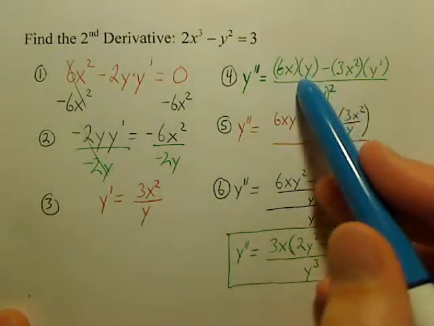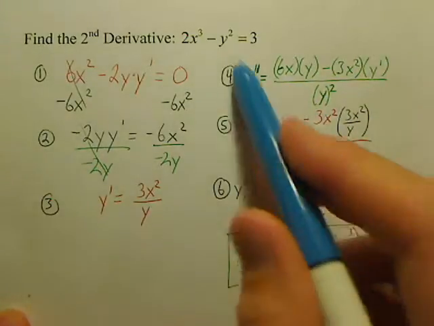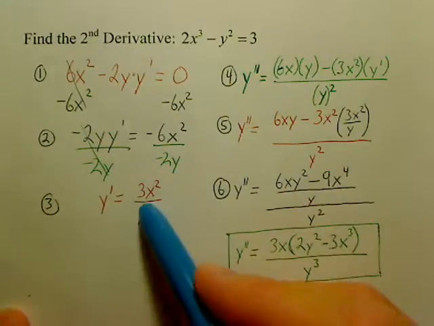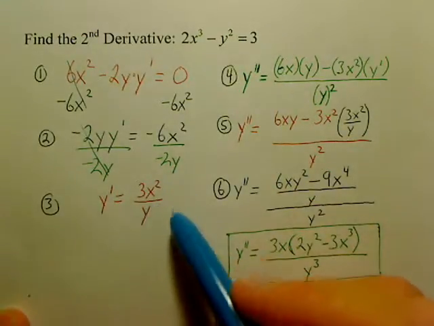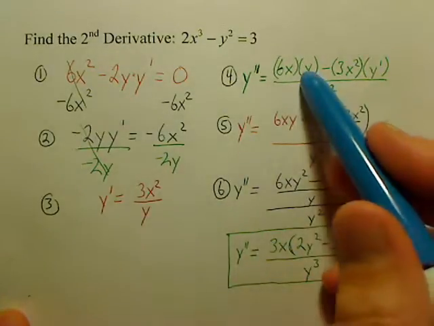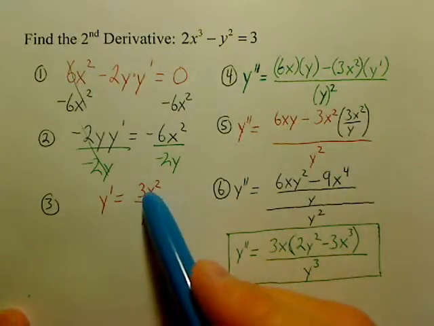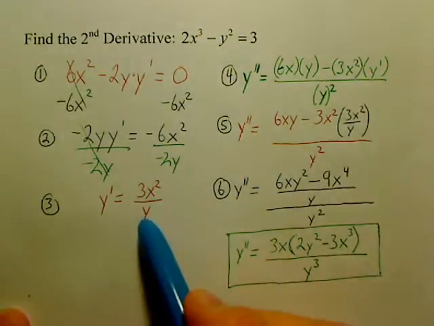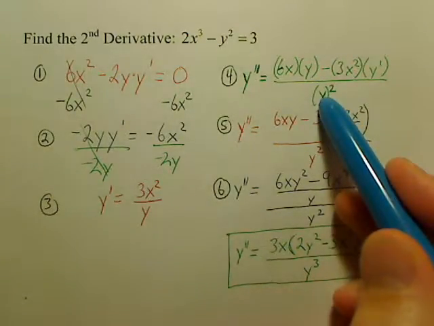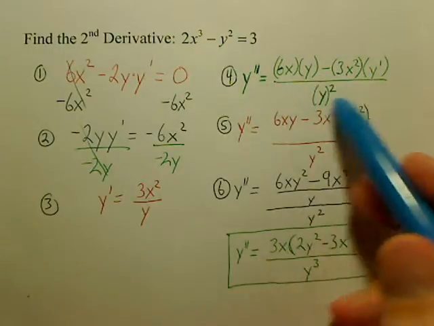Okay, so we go over here. The derivative of y prime is y double prime. And this is a quotient rule. So with the quotient rule, derive the top, 6x, leave the bottom, minus, leave the top, take the derivative of the bottom. And then you square the bottom and put it right there. There is your second derivative.